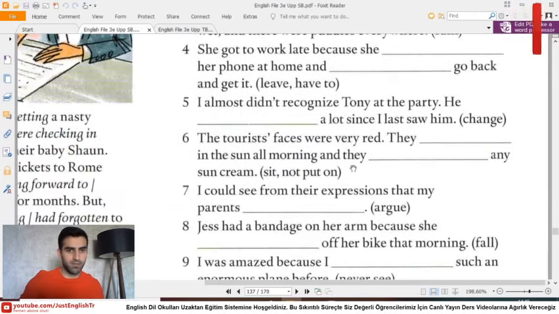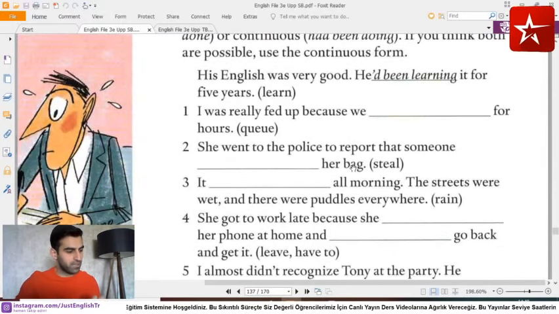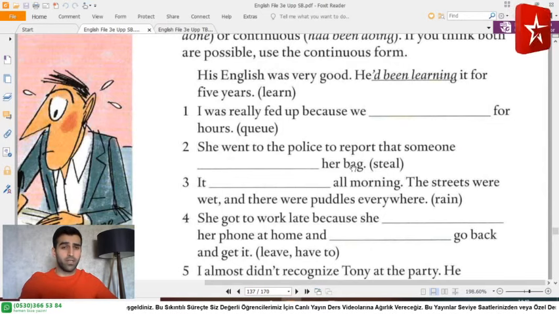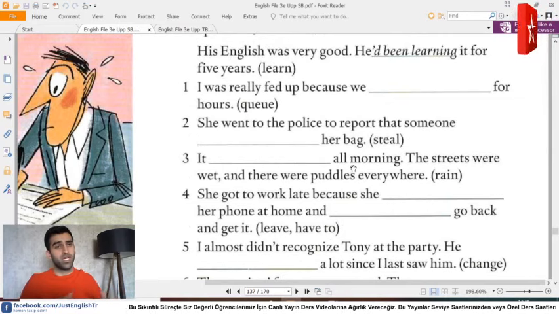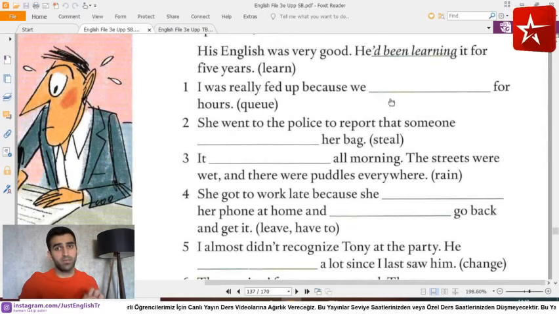How many sentences do we have here? We have 10 sentences and we have 5 minutes left, and after 5 minutes we will have a short break, and after the break time we will continue with the second part of the lesson. So let's choose the correct answer, the past perfect or past perfect continuous.